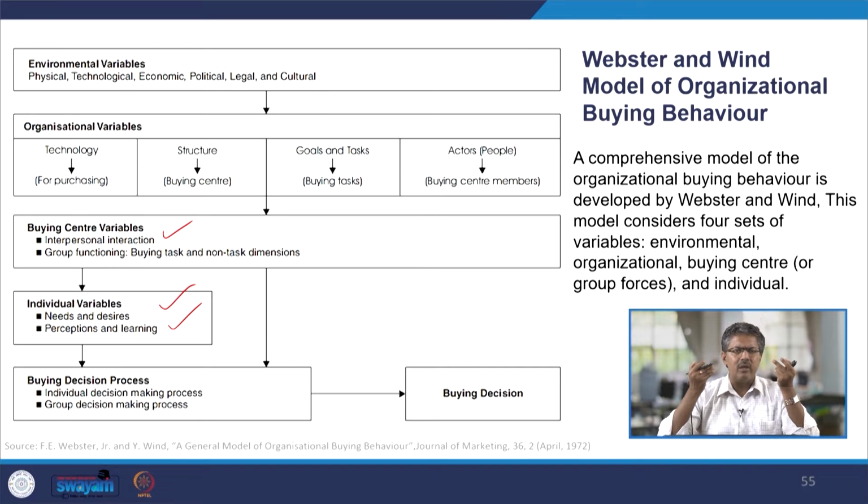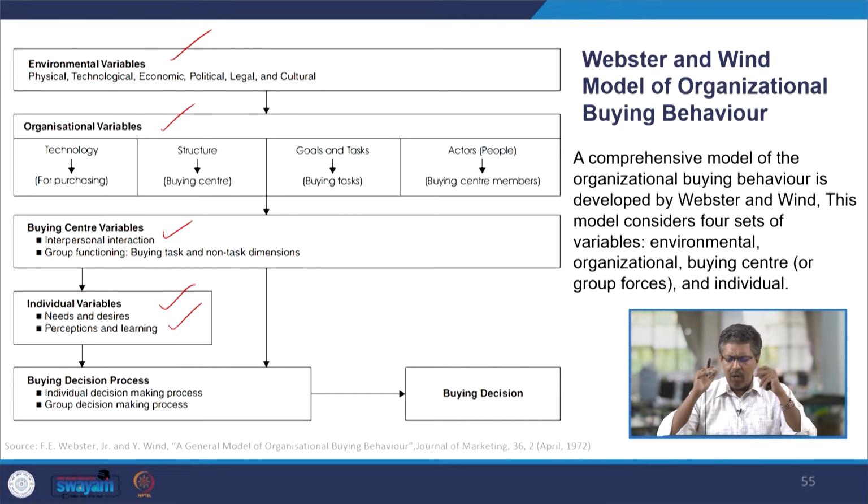these members of the organization have. All these taken together, the environmental variables, organizational variables, buying center variables and the individual variables, would affect the entire buying process, the entire buying decision process.